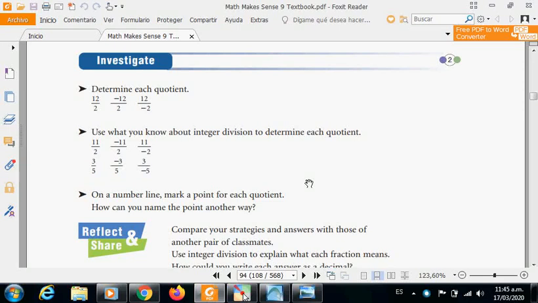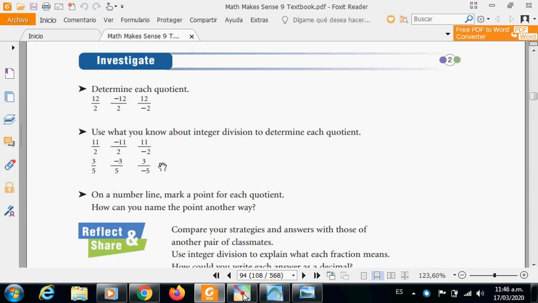My dear students, today we are going to solve one of the exercises that the book Math Makes Sense is giving us at the beginning of the chapter. And here it said, determine each quotient. Use what you know about integer division to determine each quotient. And finally, on a number line, mark a point for each quotient.